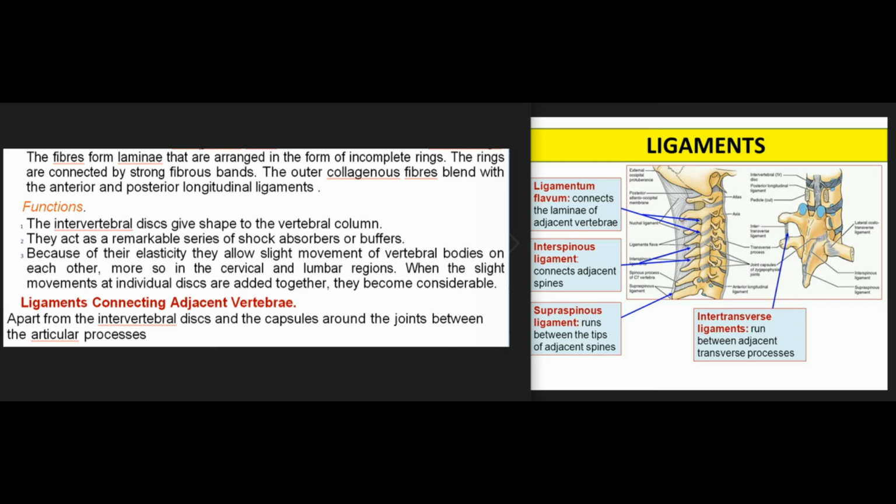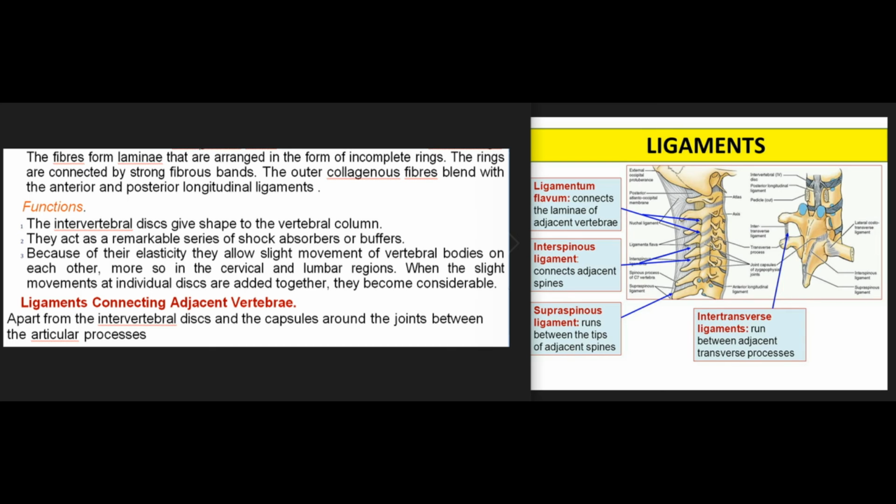Functions. 1. The intervertebral discs give shape to the vertebral column. 2. They act as a remarkable series of shock absorbers or buffers. 3. Because of their elasticity they allow slight movement of vertebral bodies on each other, more so in the cervical and lumbar regions. When the slight movements at individual discs are added together, they become considerable.